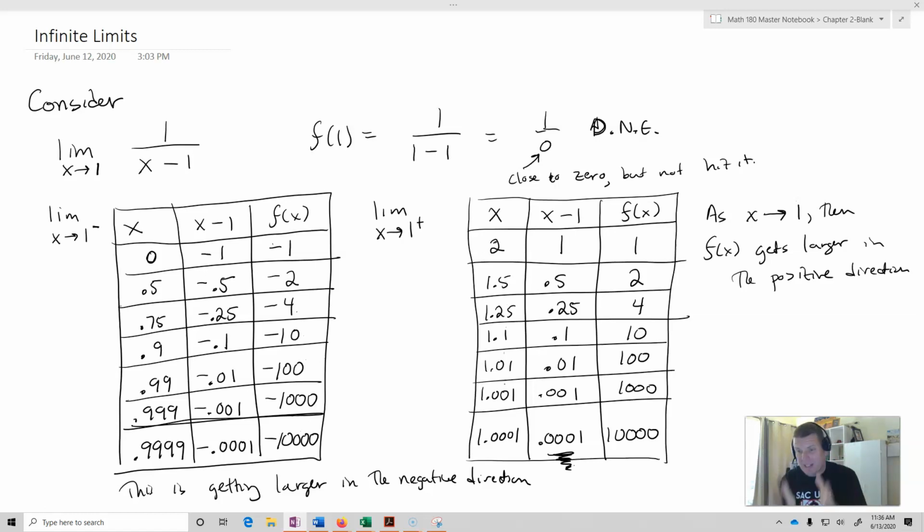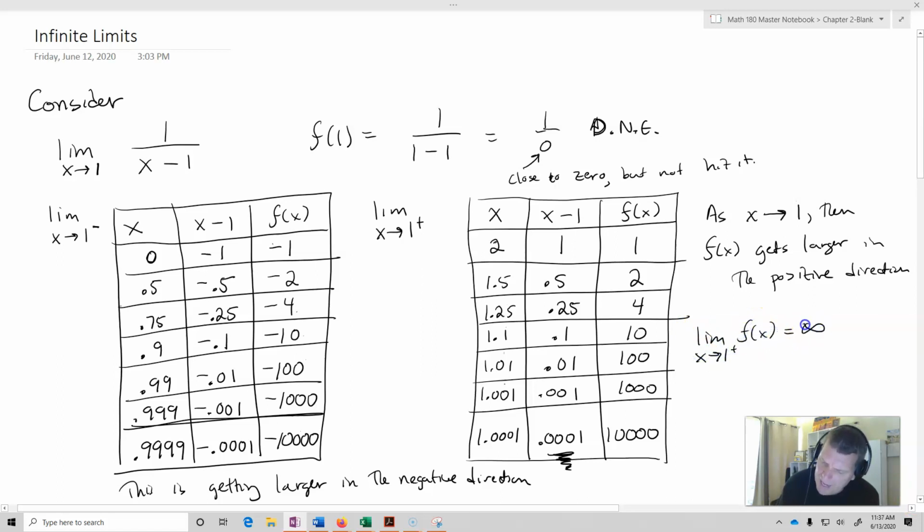But we have a sign involved here, right? A negative versus a positive. So what we're going to say here is the limit as x approaches 1 from the positive direction of f of x is going to equal positive infinity. And we don't put a sign on that one.